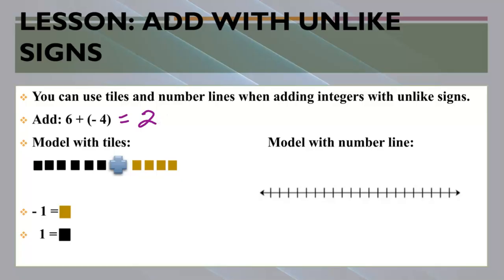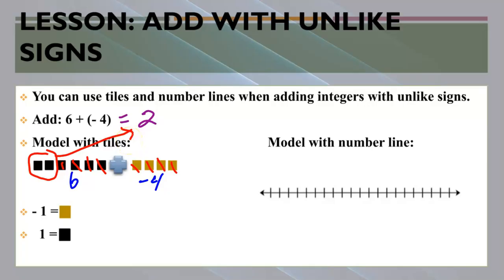Now if you're using the tiles here, we got 1, 2, 3, 4, 5, 6 black tiles. And the black tiles are positive in this case. So I have 6 here. The yellow ones or the gold ones are negative, and I have 4 of those. And 6 plus a negative 4 still gives us 2, because if I cancel these off, all I have left are these 2 here, which matches up with our answer.